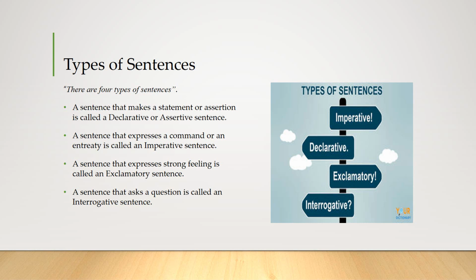There are 4 types of sentences: declarative, imperative, interrogative, and exclamatory sentences. Hence, a sentence that makes a statement or assertion is called a declarative or assertive sentence, and a sentence that expresses a command or an entreaty is called an imperative sentence. A sentence that expresses strong feelings is called an exclamatory sentence, and a sentence that asks a question is called an interrogative sentence.